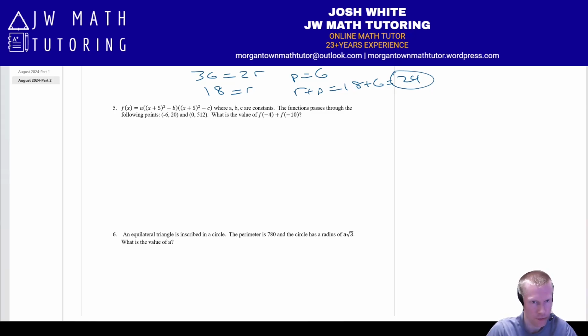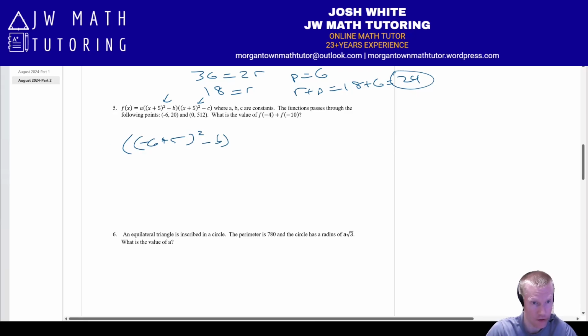The whole thing with this problem is that because of these squares right here, when you plug in -6 for x, you have -6 plus 5 squared minus b, and don't worry about the a out front, that's irrelevant. And same thing here, -6 plus 5 squared minus c. The whole point is inside these parentheses you get -1, both of them. And -1 squared becomes 1.